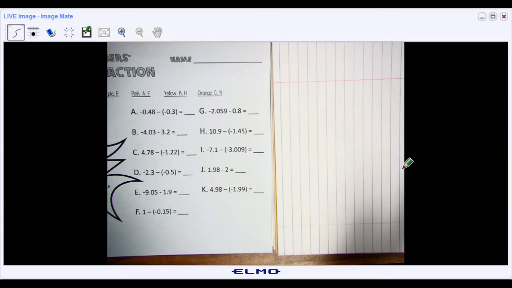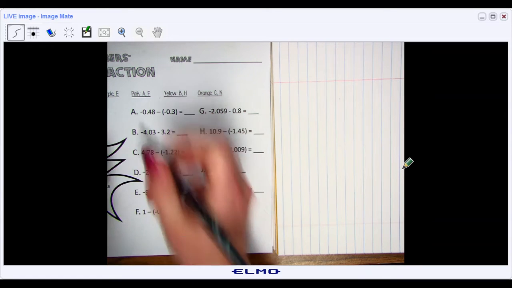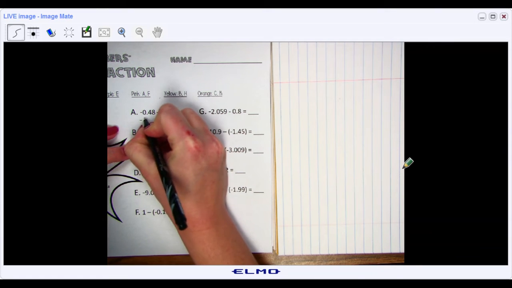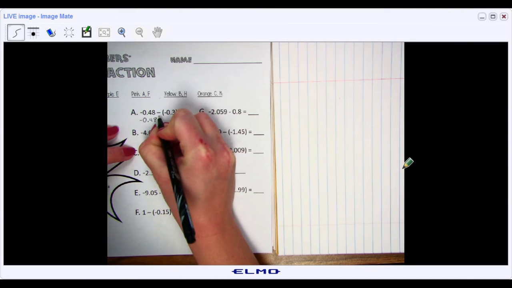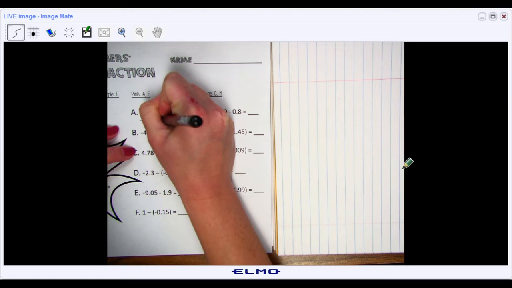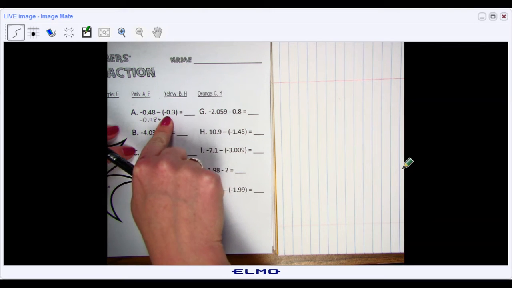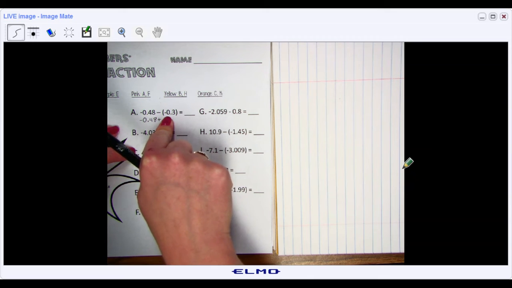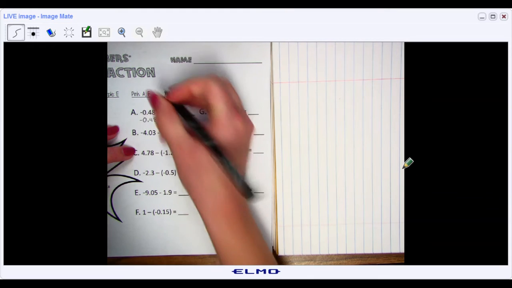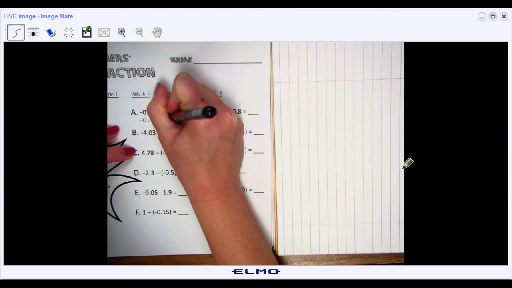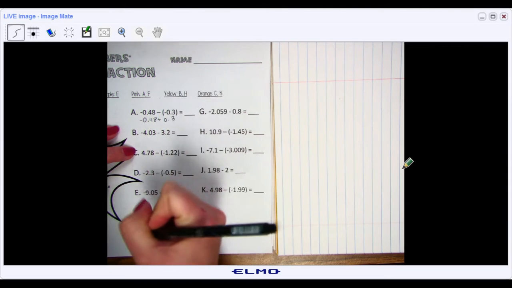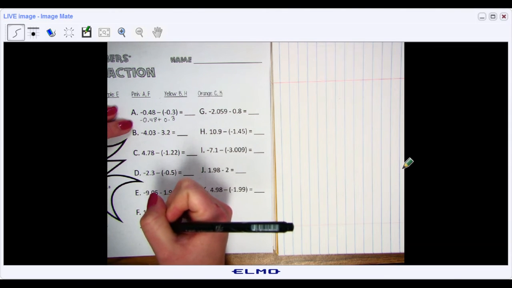So what we're going to do right now, we're going to practice that. So I'm going to bring down my negative 0.48. I'm changing my subtraction sign into an addition sign. And then I want to take the opposite of negative 0.3. So the opposite of negative 0.3 is 0.3. Okay, so we've got that set up.